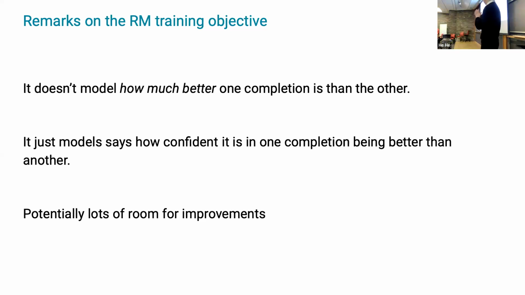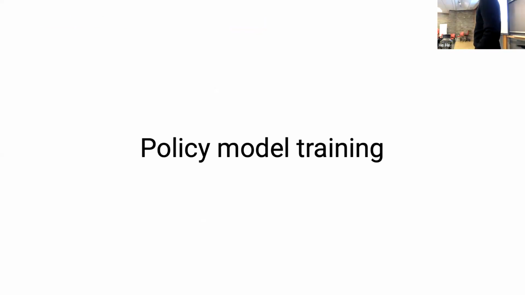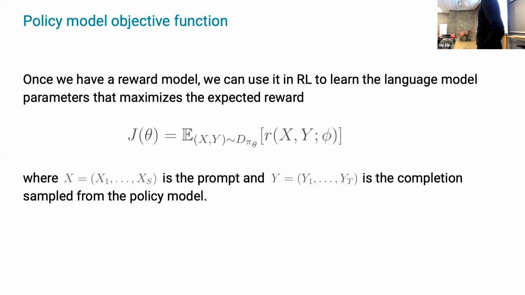But I still think this is really important to learn, because those are more of a detail. And we'll come back to why that's a really important paradigm shift. So let's get into this third part of the picture, which is the policy model training. And this is actually the actual RL training. So let's start with the objective function.